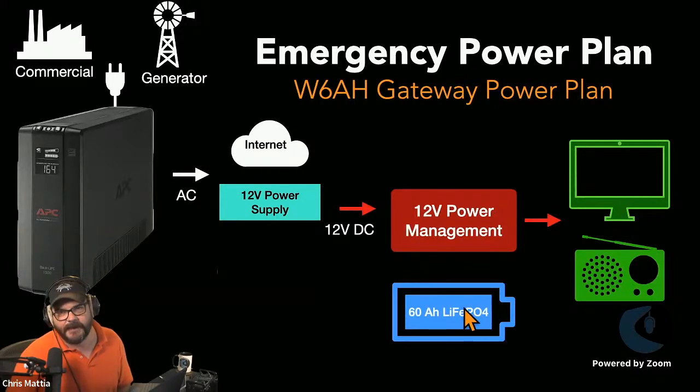It's got a large battery, a 60 amp hour or an 80 amp hour battery that's hooked into it. What's driving most of the power, though, is the 12-volt power supply that's here, and that's also got my internet backup on it. That's all downstream of my UPS, which I can then immediately change between commercial power and the generator power.